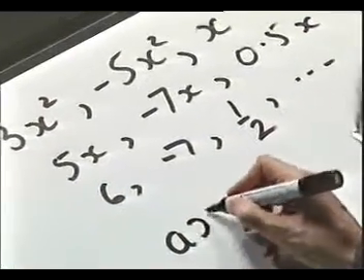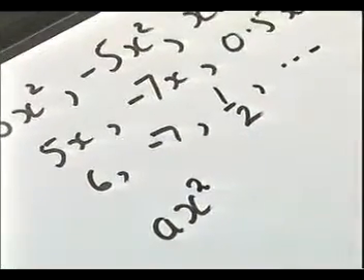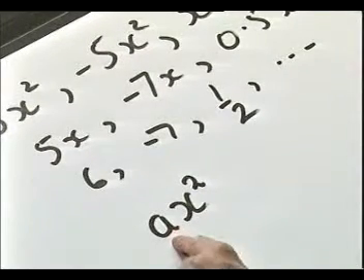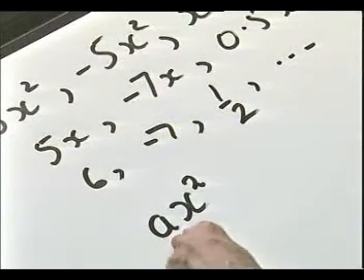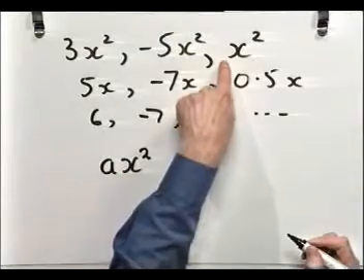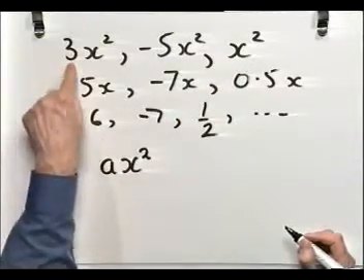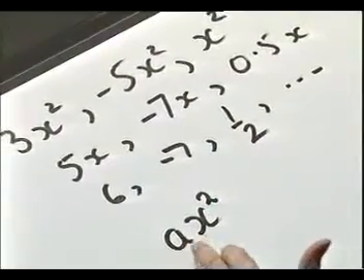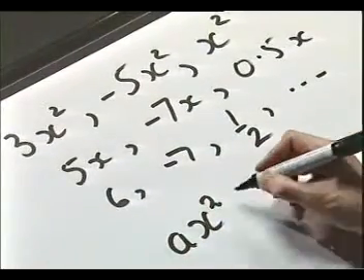So, what does our most general quadratic look like? Ax squared. It must have this x squared term in it. And a is just a constant. It can be 1, as it is here, 1x squared. It could be 3. It could be minus 5. It could be any real number.